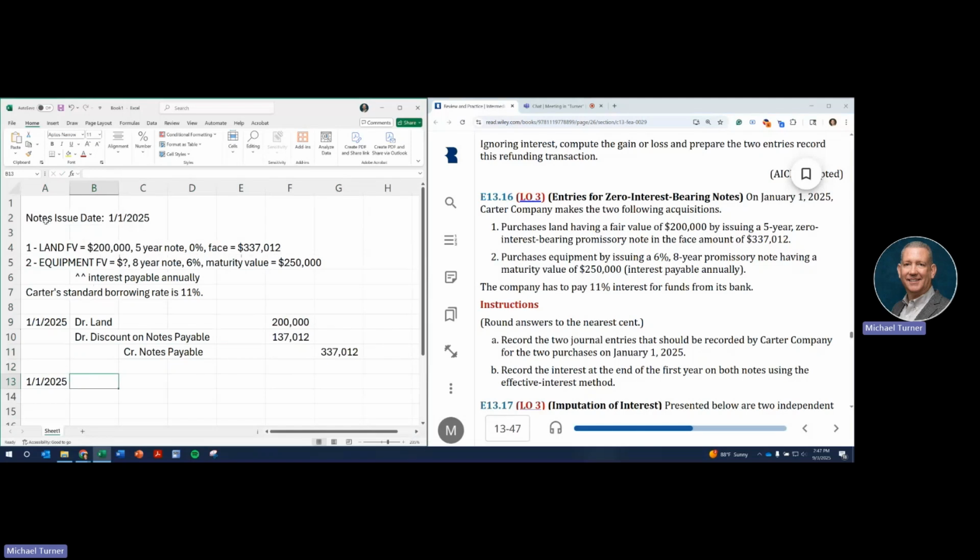Let's now move to record the purchase of the equipment. So we'll have a debit to equipment. We don't know what that dollar amount is. We'll have, again, a debit to discount on notes payable.